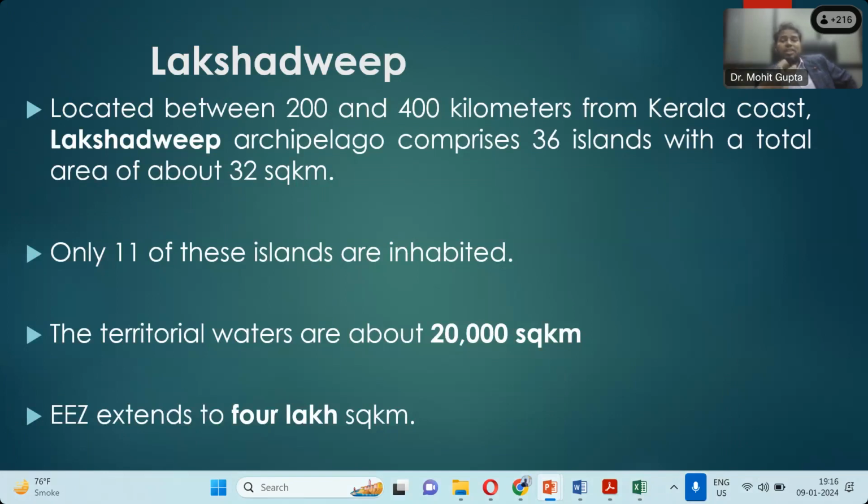So from this we see that whenever any coastal state has an island adjacent to it and that island is itself generating an exclusive economic zone, that becomes very advantageous for the coastal state.